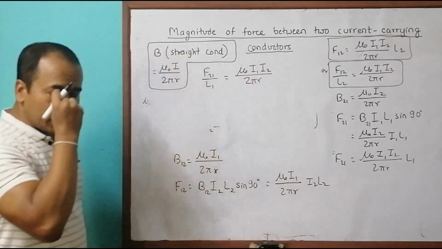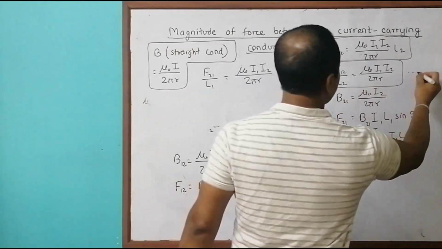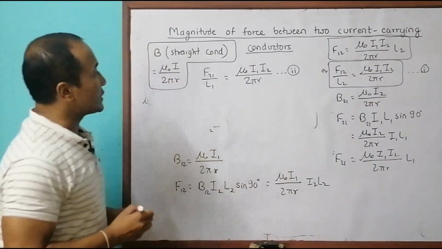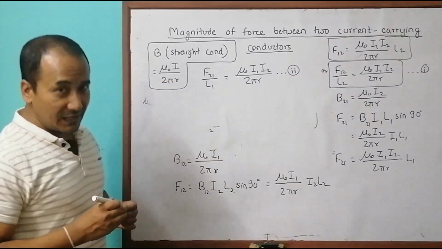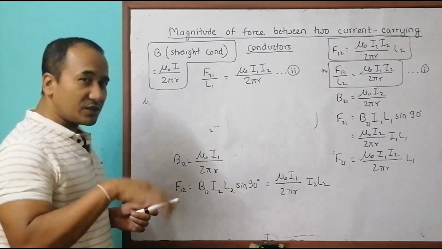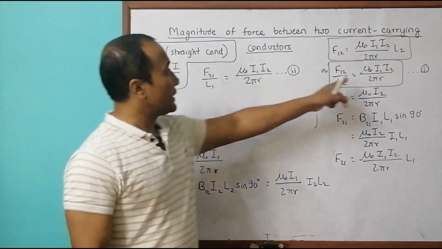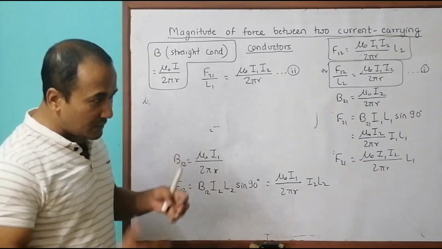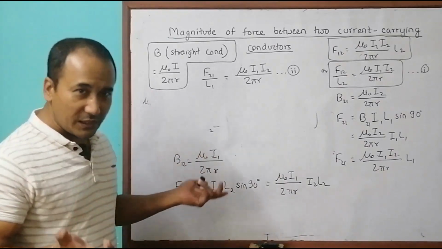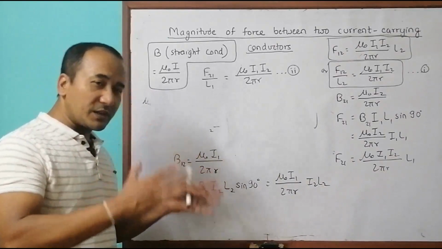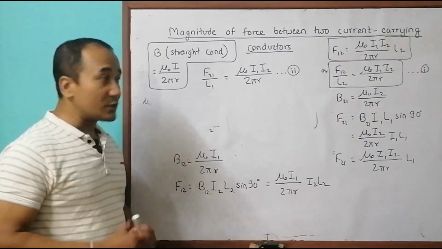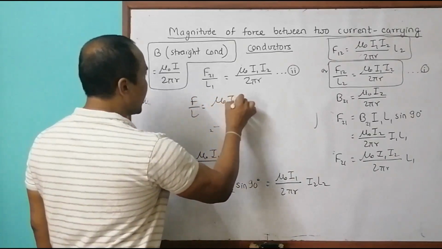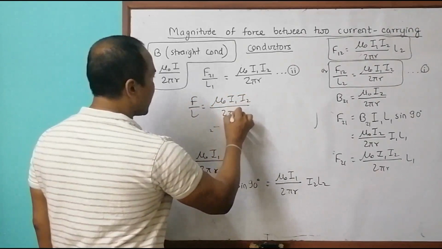So we have two equations in which there is something similar. Here it is 1 and here it is 2. By these two equations, what we can say is the force per unit length on each conductor is equal. It depends on the product of the currents, and it depends on the distance. Distance more, force per unit length less. Distance less, force per unit length more. Similarly for the current as well. So force per unit length is equal to mu naught I1 I2 by twice pi R.